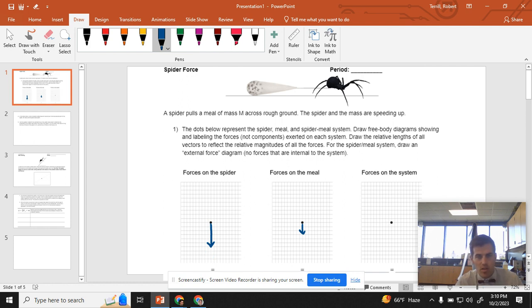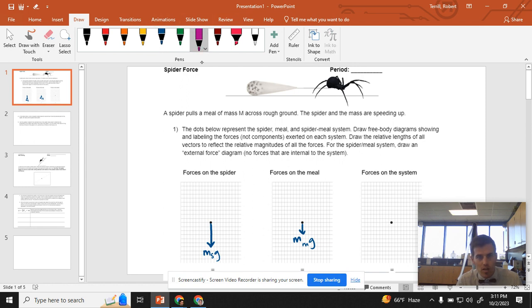In fact, let me just call that M sub S G and M sub M G. Because we have the force of gravity on the spider and the force of gravity on the meal. And later on, we're going to combine the two together. And I want to give them slightly different coefficients so we can keep them straight. All right, those are our forces of gravity.